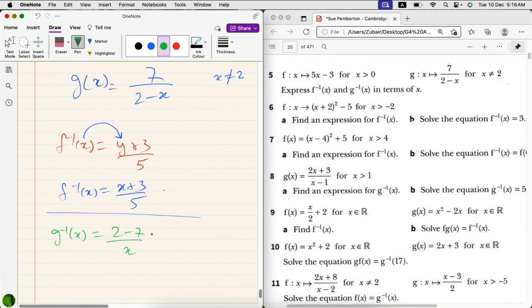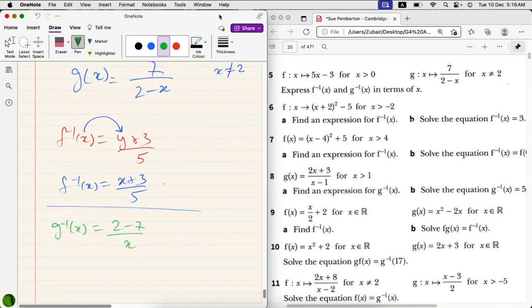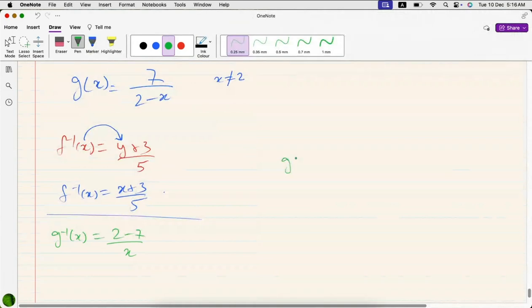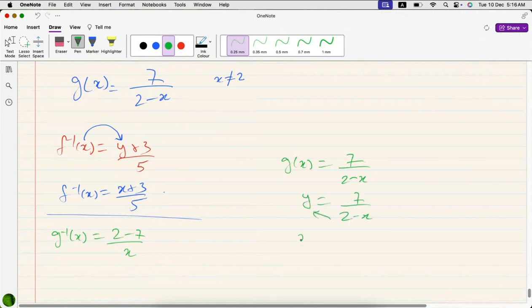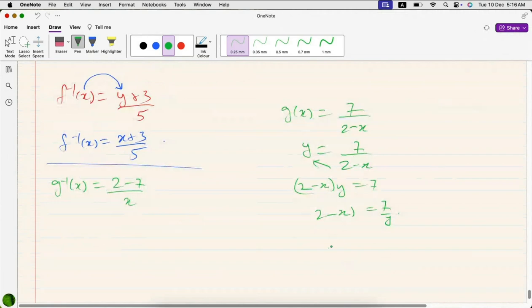I think we would have x in the numerator as well in this case. In the g inverse x? g of x is equal to 7 over 2 minus x. If I'm replacing this with y, now we cross multiply. 2 minus x into y is equal to 7. 2 minus x is equal to 7 over y. Now minus x is equal to 7 over y minus 2. x is equal to 2 minus 7 over y.